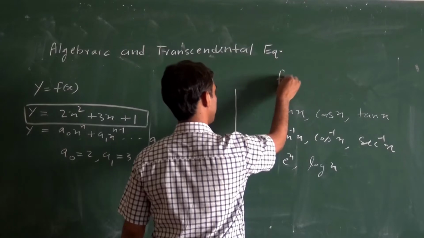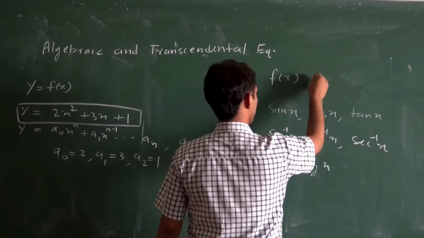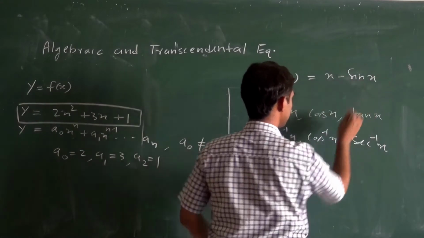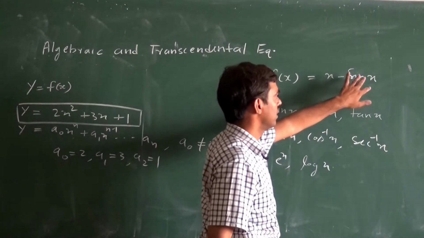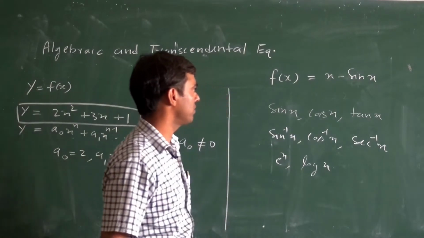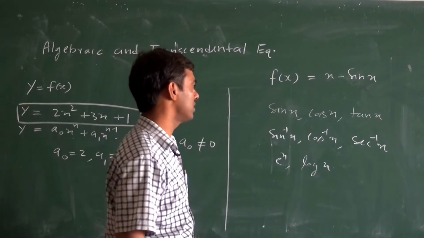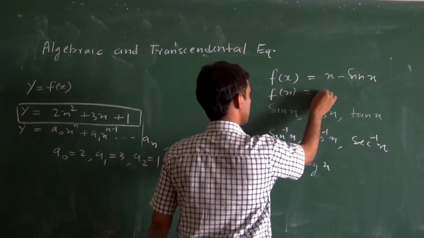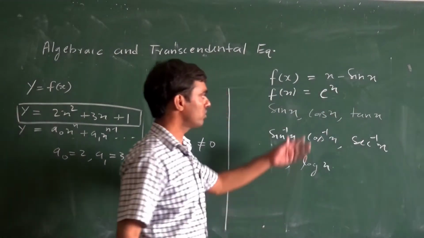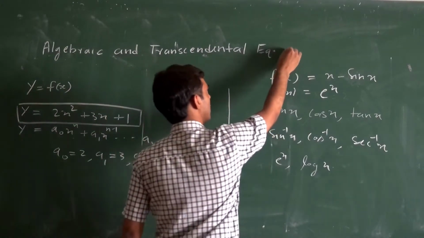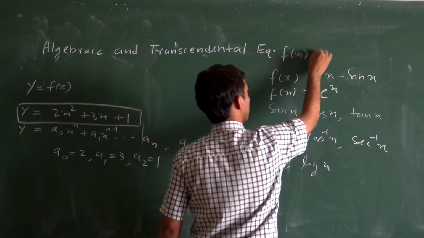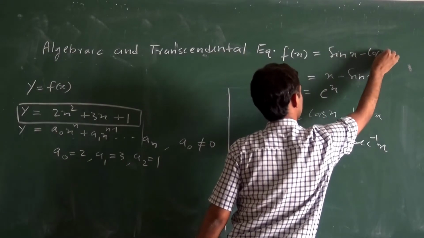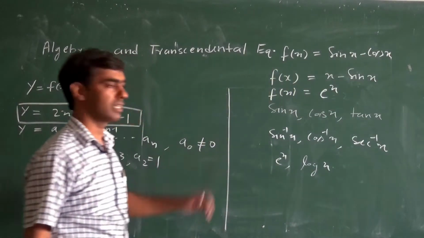For example, f(x) = x - sin x. There is an involvement of a special function. So if there is an involvement of a special function, then this equation is called a transcendental equation. f(x) = e^x is also a transcendental equation. f(x) = sin x - cos x is also a transcendental equation.